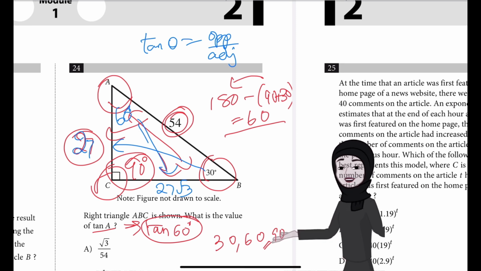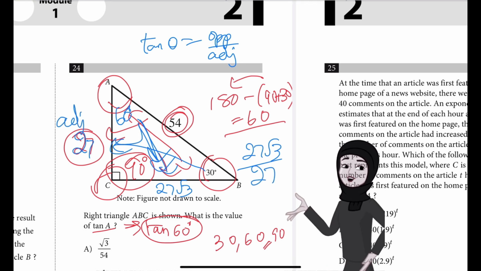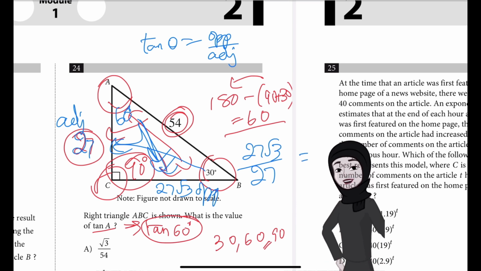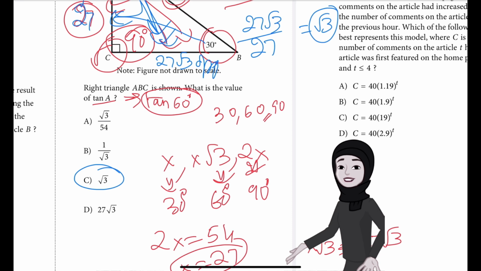The length of the leg opposite angle A is 27 root 3, opposite to the 60 degree angle, and the length of the leg adjacent to angle A is 27. So this is the adjacent and this is the opposite. So we have 27 root 3 divided by 27, and that will simplify to just root 3. So we can see that it matches answer choice C. So that's all we have to do here.